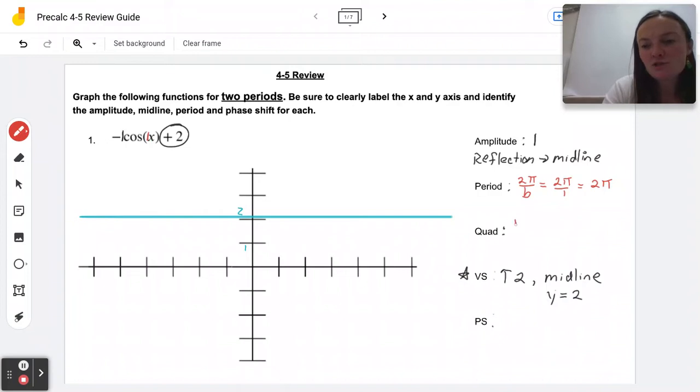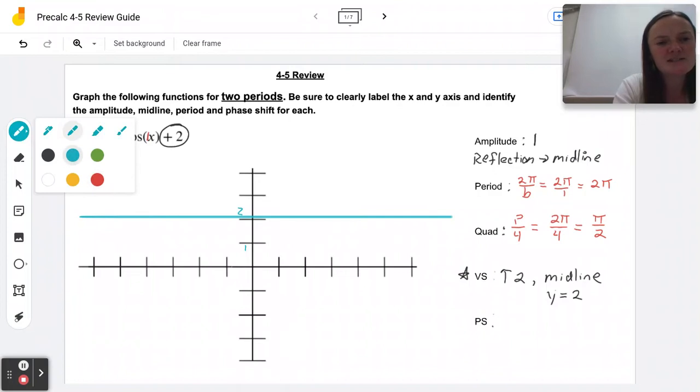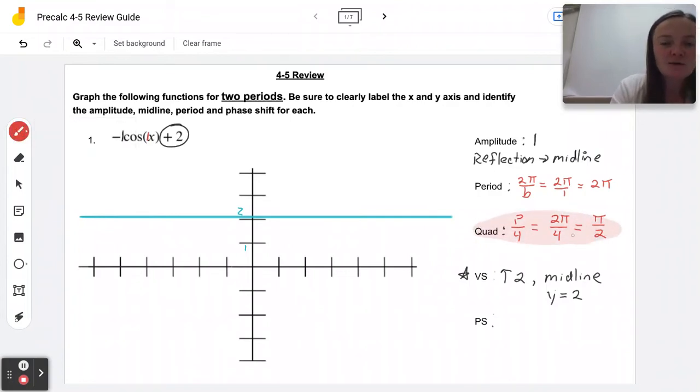The next one, the quadrant is always the period divided by 4. And so our period is 2 pi. Divide that by 4. 2 divided by 4 is a half. So pi over 2 must be our quadrants. I'd say this is the second most important piece of information in the whole graph because this is how I'm going to scale things. So go ahead and use pi over 2 to scale. Okay, so here's our scale. At this point, we almost have everything.